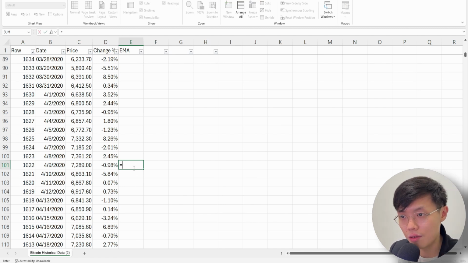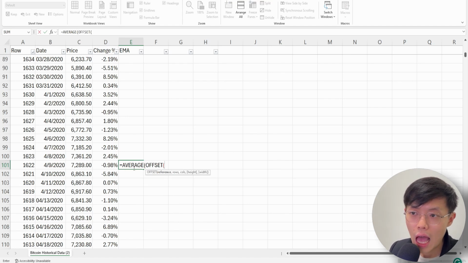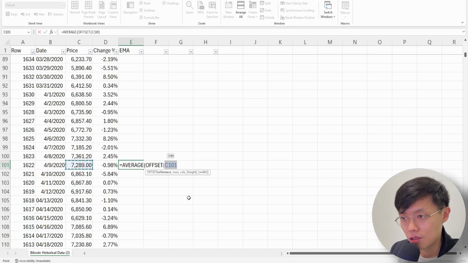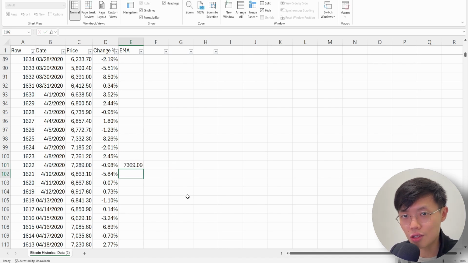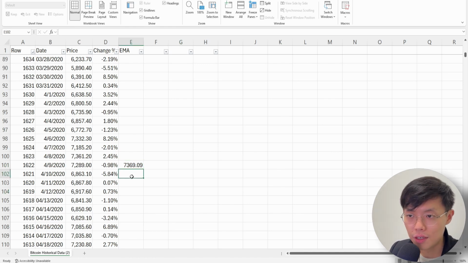So I'm going to put average, and I'm going to type offset. The reason I want to use offset is because I want to offset the average. I'm going to reference this price, comma, negative, comma, let's say I want to use 50, and I'm going to close it. So this is the average. EMA needs to reference the previous EMA. Because we don't have a previous EMA, we'll use MA, which is a moving average.